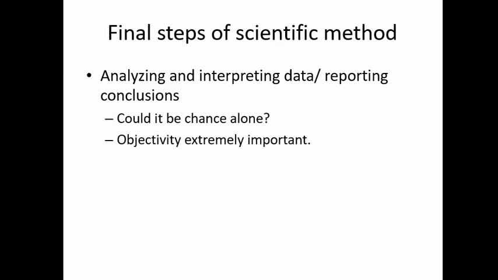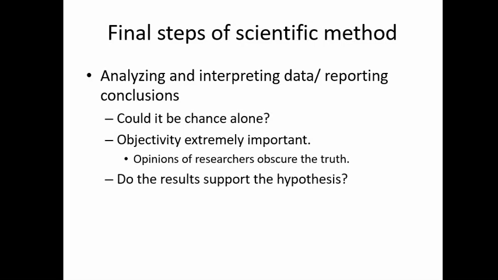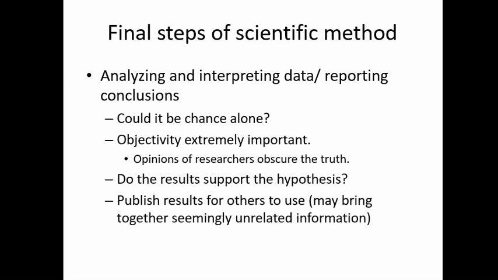Scientists have to maintain objectivity. They have to eliminate their personal desires and opinions from the interpretation of the results of experiments. Those opinions obscure the truth. During these steps of the scientific method, we ask if the results support the if-then statements of the hypothesis. And if not, the hypothesis would have to change.